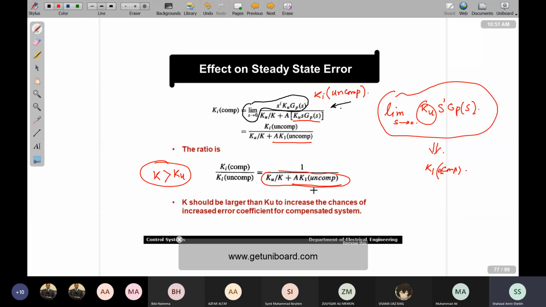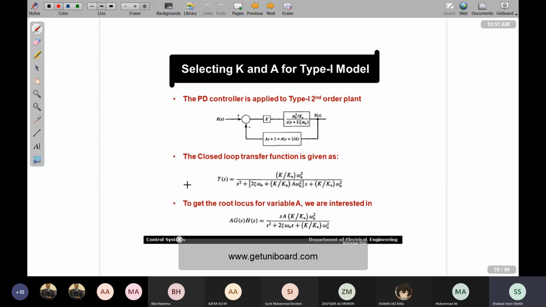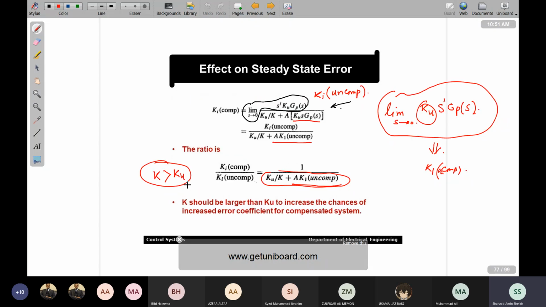बाकी जो चीजें हैं वो तो यहाँ से आ रही होंगी, of course they will be contributing, but of course if we want to improve the chances for having better compensation ratio in favor of a compensated system, we must need K should be greater than KU. And the main aim जो है आपका for primary, or the primary intention of using PD or rate feedback compensator is to improve the relative stability of the system. That is to move the closed loop poles of the uncompensated system to the left of their location.